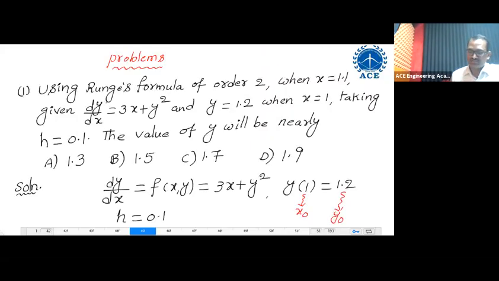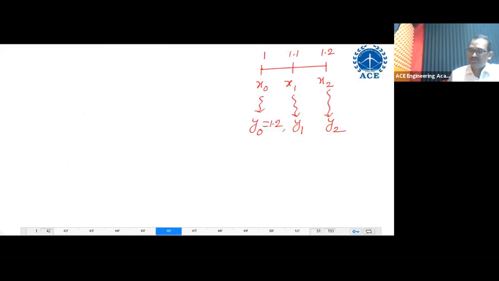So what is y1? Remember, using Runge-Kutta second order method, you are asked to find the y value at 1.1. At x is equal to 1.1, the corresponding y value should be y1. So we need to find y1. Y1 is equal to y naught plus k, where k is equal to half into k1 plus k2. That's why we need to find k1 first.